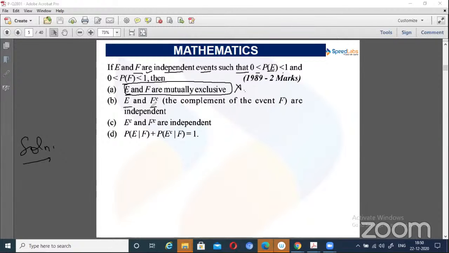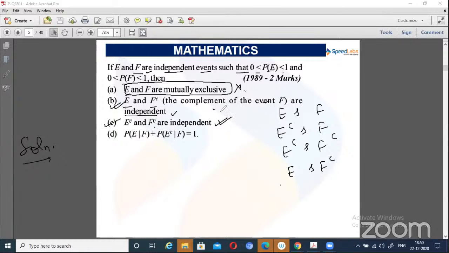E and not F are independent. Okay, which is correct, because if E and F are independent, then E complement and F are also independent, E complement and F complement are also independent, E and F complement is also independent. So if two events are independent, their happening or not happening is also independent of each other. So B is correct. Again, same logic. E complement and F complement are independent.